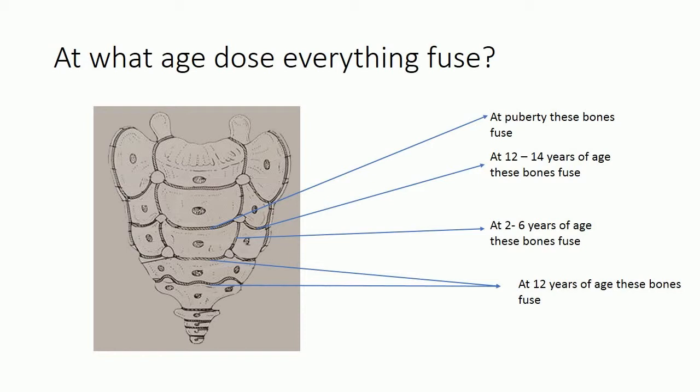At what age does everything fuse? At 12 to 14 years of age these bones fuse. At puberty these bones fuse. At 2 to 6 years of age these bones fuse. At 12 years of age these bones fuse.